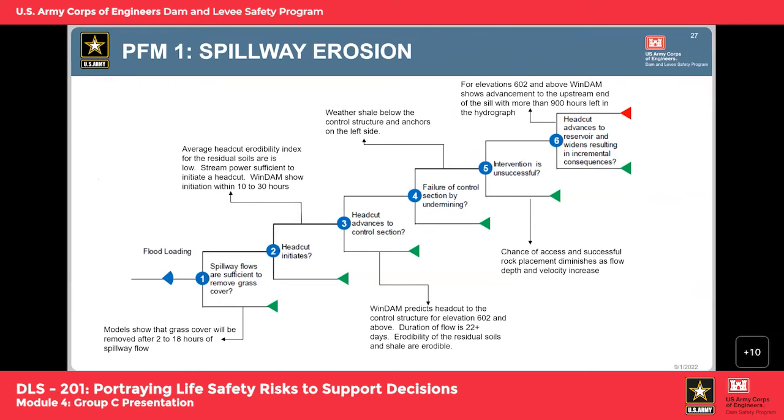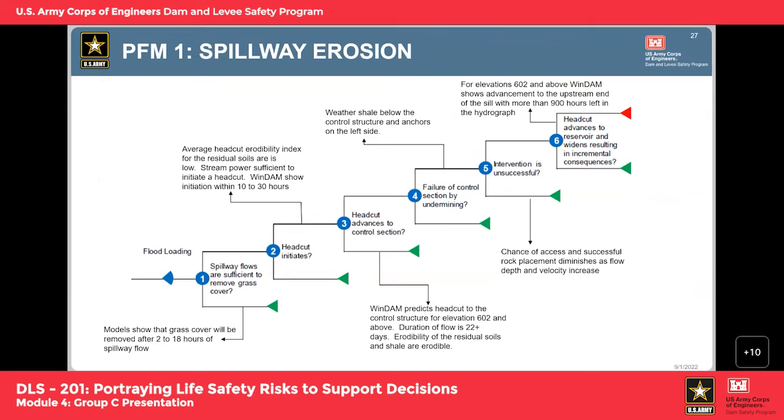Nodes 3 and 4 were informed by Windam modeling and other erosion analysis, and these nodes were more pool dependent. The model showed that for elevation 602 and above, there was more than adequate flow duration to advance the head cut to the control structure, and also adequate flow duration to undermine the control structure as well.